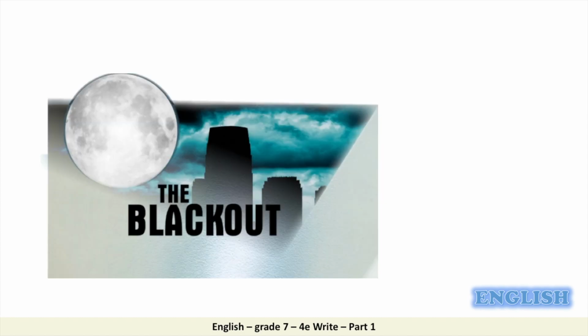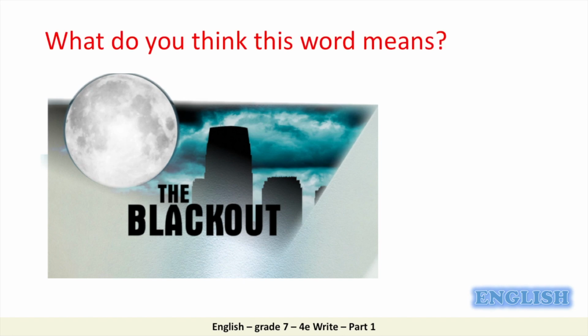In order to complete the writing task in Unit 4, we are going to read a text and answer some comprehension questions. Read the title of the reading text, The Blackout. Look at the picture too. What do you think this word means? Amazing! The blackout means a period of time when there is no electricity. So places can be very dark, as you can see from the picture of the dark buildings.